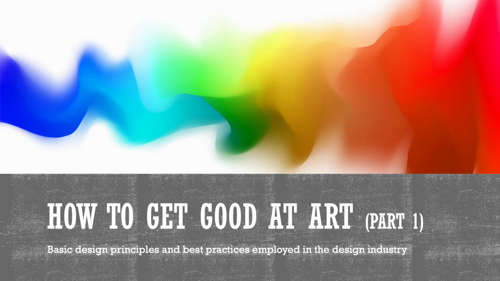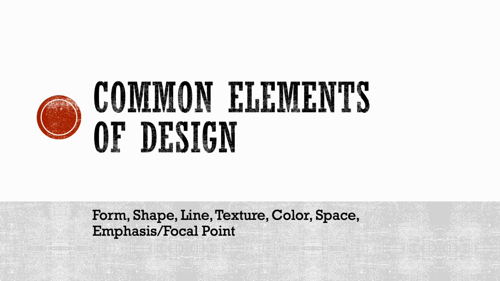How to Get Good at Art, Part 1. Common Elements of Design. Here are some common terms that we use in all fields of art to be able to communicate with one another and also to think about these concepts as discrete elements. You can't really do something without having a name for it first. So let's give some names.